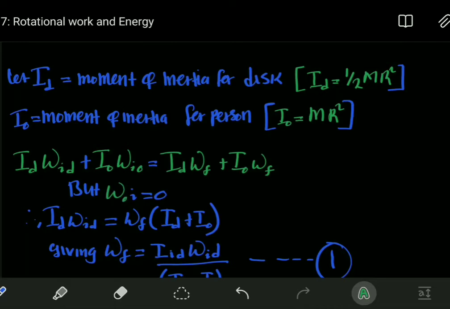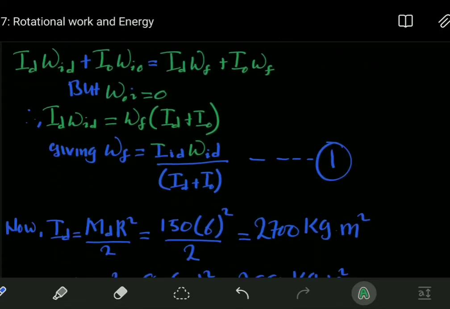Okay, so we know that the initial angular speed of the person is 0, meaning that the initial momentum of this person is 0. So we remain with the angular momentum of the disk being equal to the final speed, because they will move with the same speed, multiplied by the moment of inertia of the disk plus the moment of inertia of the person. Okay, I hope this is not confusing. Make sure you are following through. It's just similar to linear momentum here.